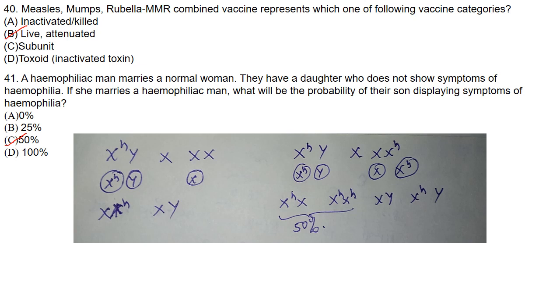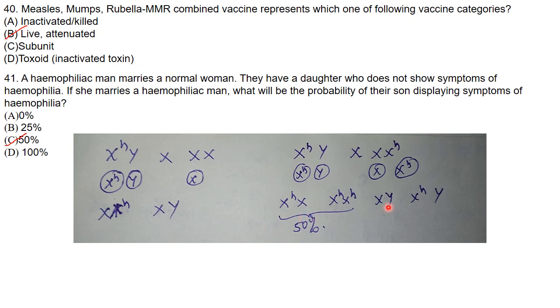The next one. A hemophilic man marries a normal woman. They have a daughter who does not show symptoms of hemophilia. If she marries a hemophilic man, what will be the probability of their son displaying symptoms of hemophilia? So a hemophilic man marries a normal woman and they have a daughter who will be a carrier for hemophilia. She will marry a hemophilic man, then there are 50% chances that the son, what is the probability of their son?